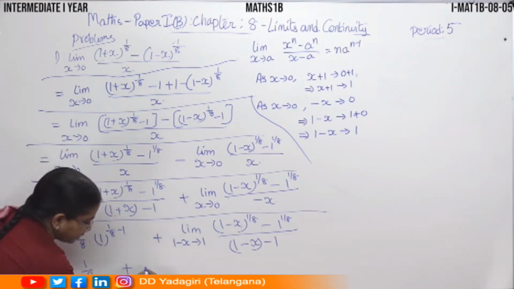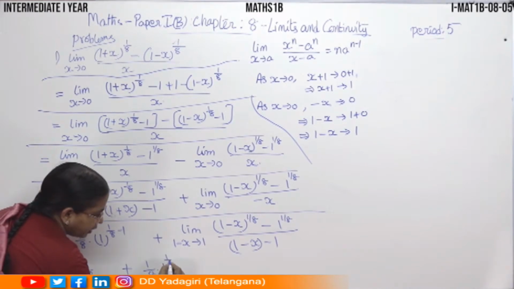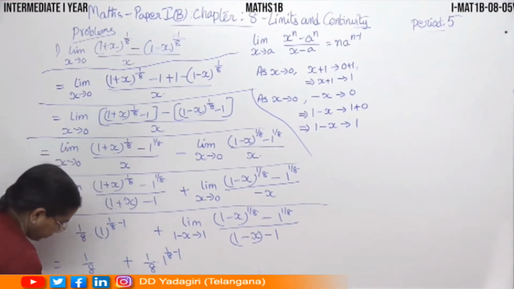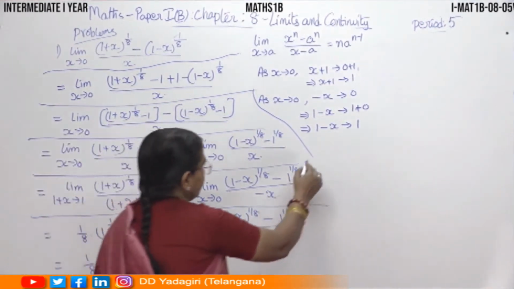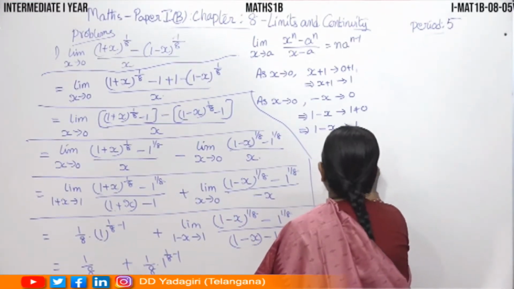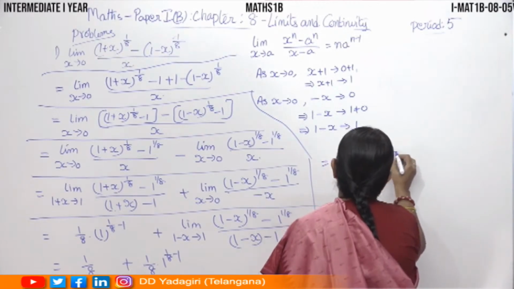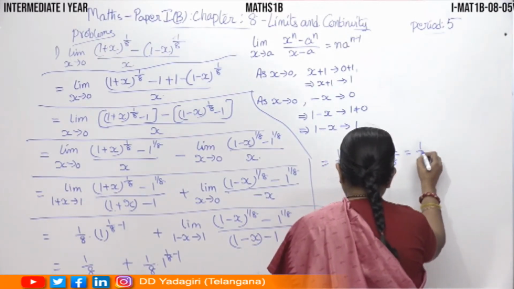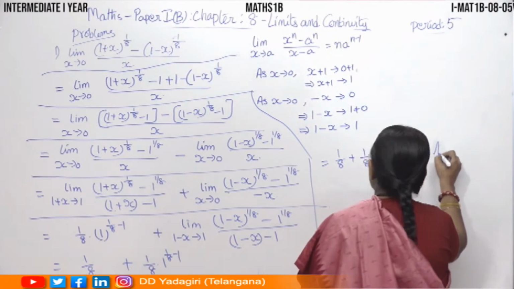And here again it is in the standard form. So n into a to the power n minus 1. So this is also 1 by 8. So it is equal to 1 by 8 plus 1 by 8. That is 2 by 8, that is 1 by 4. So this is your answer.